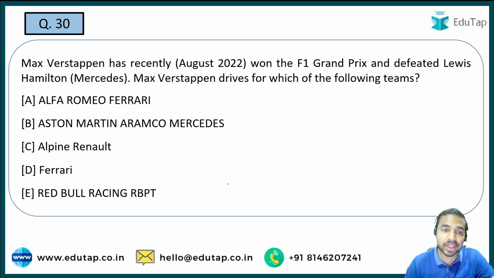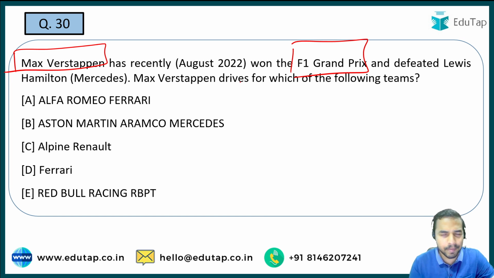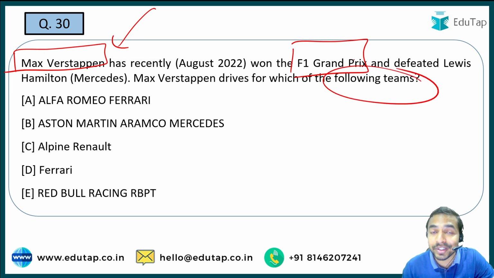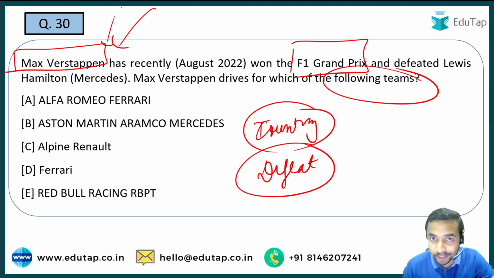The next question is a very, very simple question. See, here it is being mentioned that Max Verstappen has won the F1 Grand Prix by defeating Lewis Hamilton of Mercedes. But you are required to tell me that as Max Verstappen has won this race, which of the following teams is that particular person associated with. See, you are not just required to remember who was the winner, you are also required to remember which country he belongs to, and whom he has defeated. Okay, both these things are very important to remember.